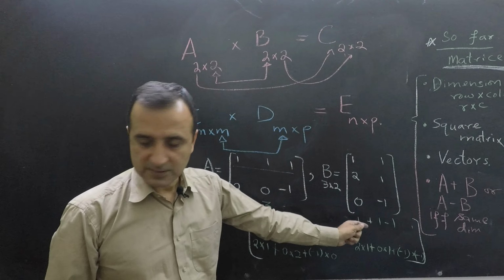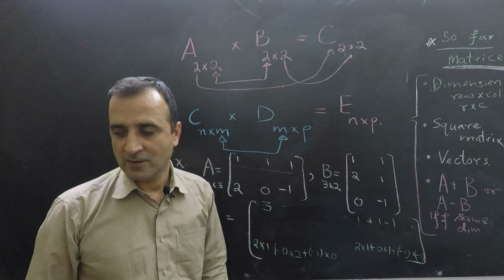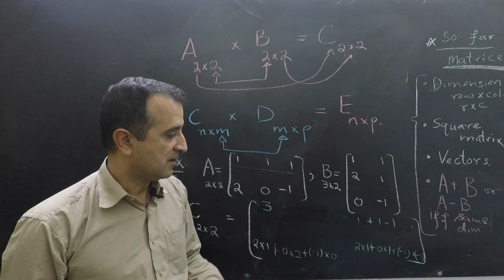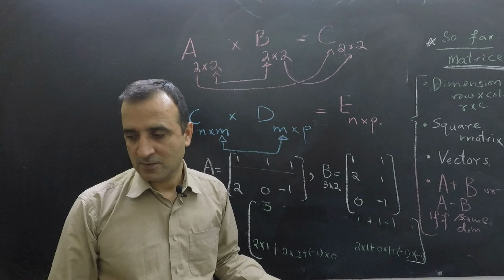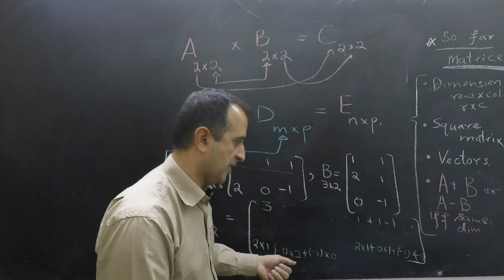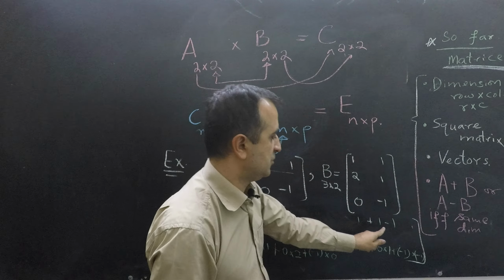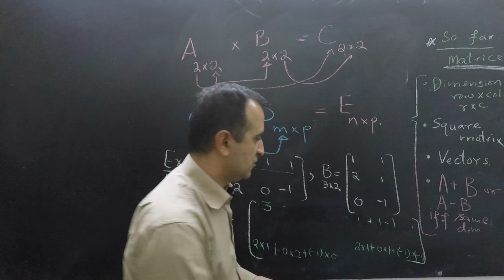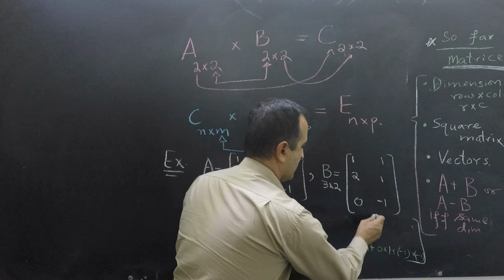Now we have to solve this. What's the answer going to be? 1 plus 1 is 1. No, 1 plus 1 is 2. 2 minus 1 is 1. So the answer is going to be 1.